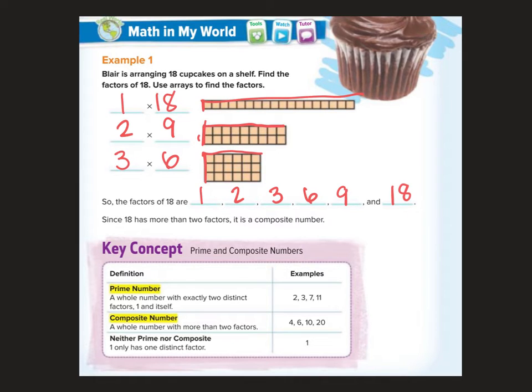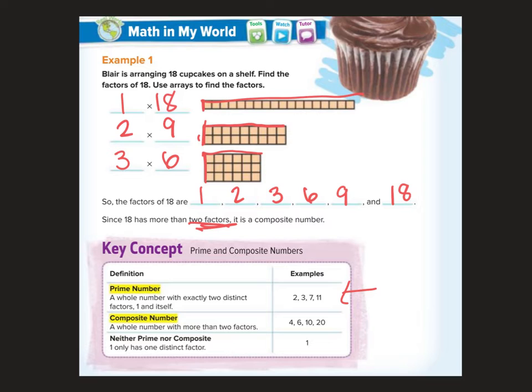Notice how I listed them from least to greatest. Since 18 has more than 2 factors, it is called a composite number. If a number has only 2 factors, 1 and itself, it's called a prime number. Composite numbers are all the other numbers under the sun.